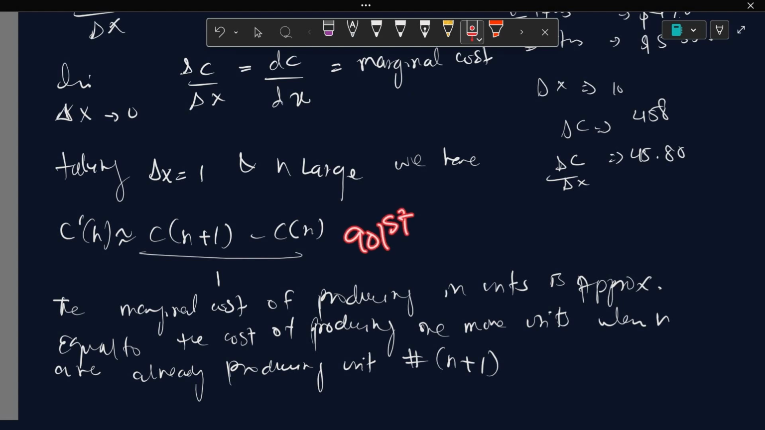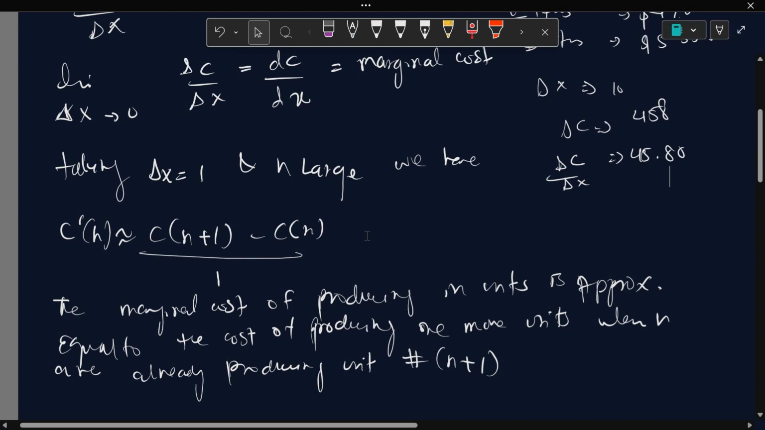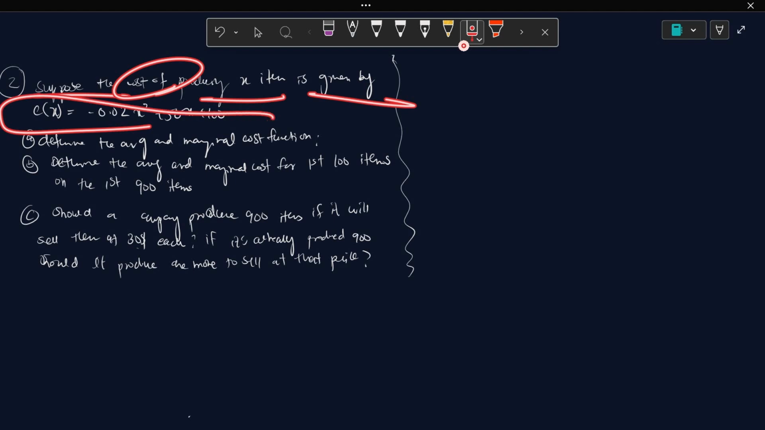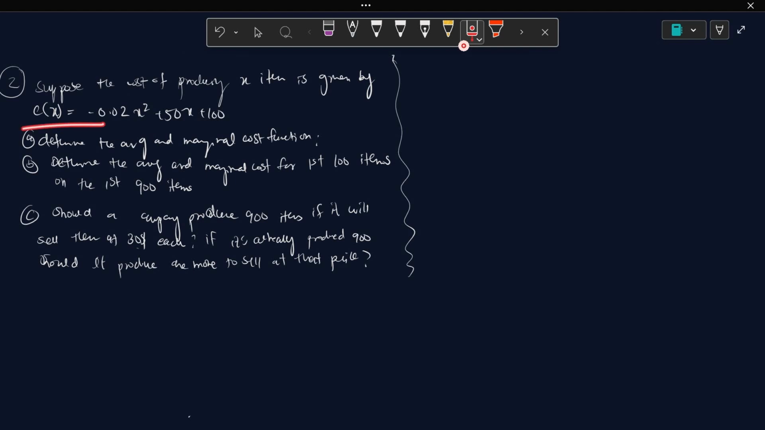Okay, so I think now we can do the problem, so it's going to make more sense. Let's go ahead and solve our second question finally. Here it is asking you to suppose that the cost of producing x items is given by this cost function. The cost function is negative 0.02x squared plus 50x plus 100, and we're asked to determine the average and the marginal cost function.